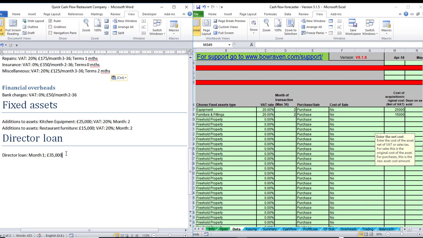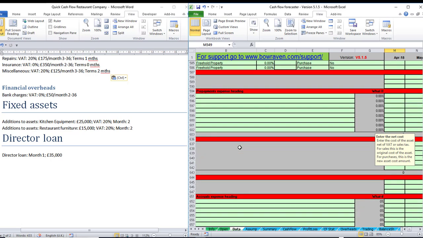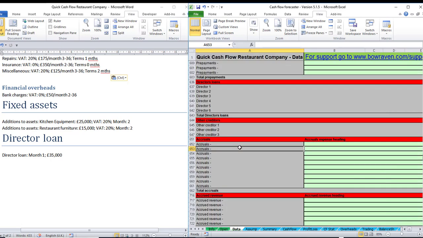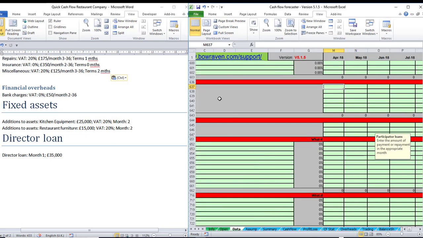So then the last piece of information is my director's loan. Let's just scroll down to my director's loan, and in month 1 he puts in £35,000, and that's all my entries. So within just over 20 minutes I put all my entries in. So now I have all my reports.